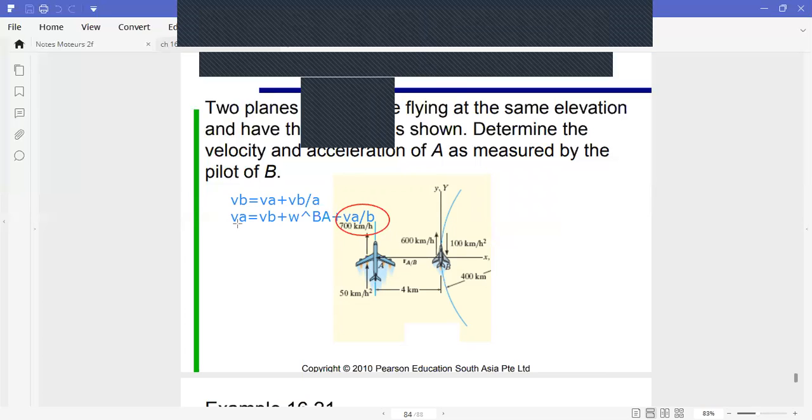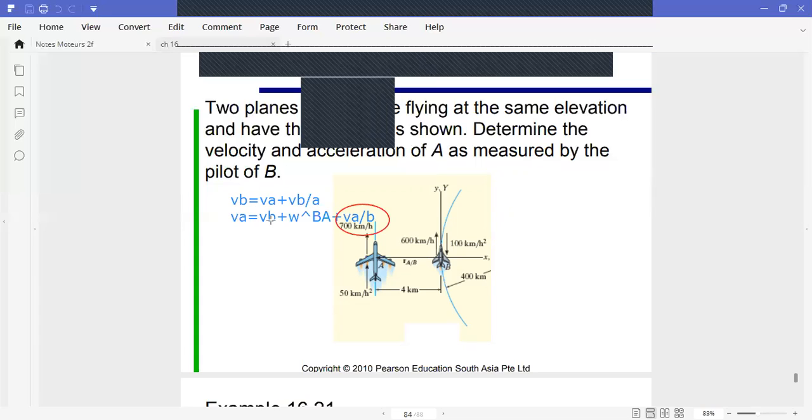So I know the absolute velocity of A, I know the absolute velocity of B. What is the absolute velocity of A? It's given. It's plus 700 km per hour. And the absolute velocity of B is given also, it's plus 600 km per hour. So I still need to find omega.